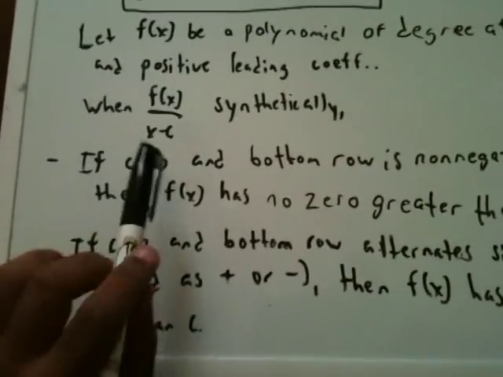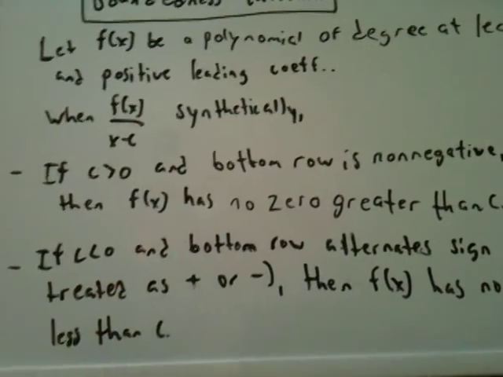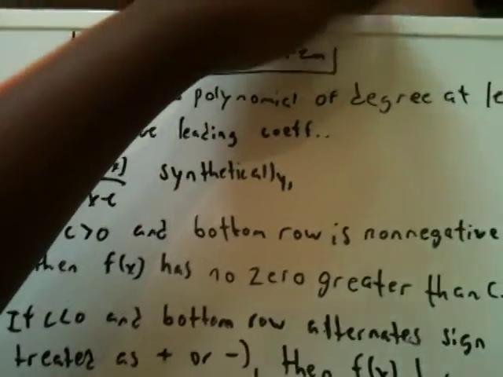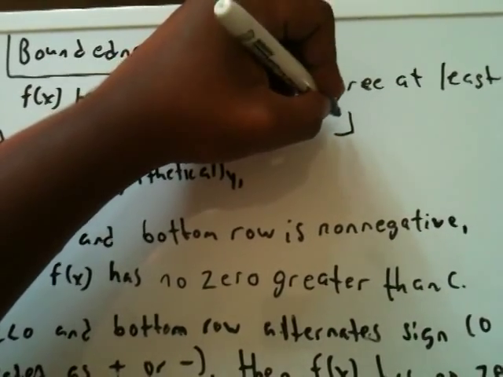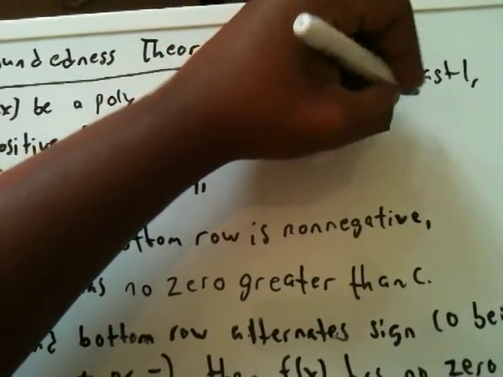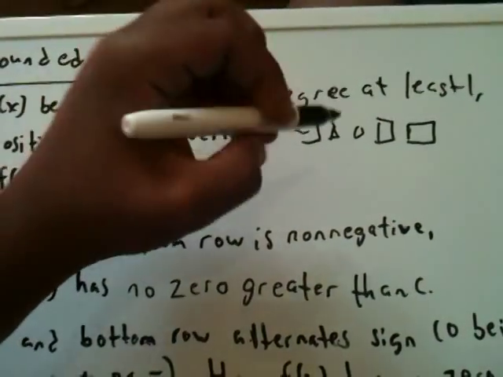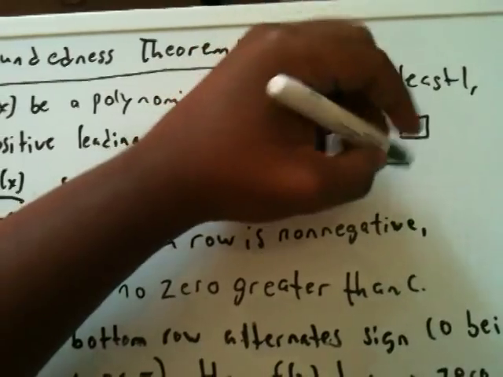Here's the first thing. If c is greater than 0, and the bottom row is non-negative, and by bottom row, they mean that stuff that you get in the division. So, let's say, I'm just going to put random junk here, like squiggle, triangle, circle, square, rectangle. Let's just treat these as numbers.